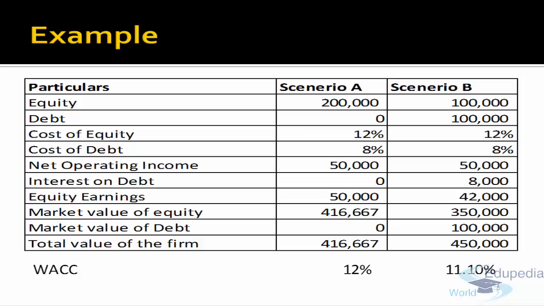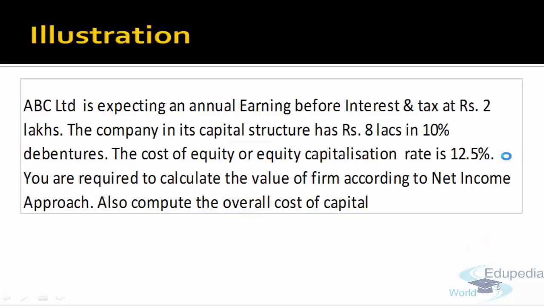in scenario 1, it is 4,16,667 and in B, it rises to 4,50,000. So value of the firm increases. So this means that companies would like to employ as much debt as possible to increase the value of the firm. Right, let's do one illustration to see how using this NI approach we solve the problems.